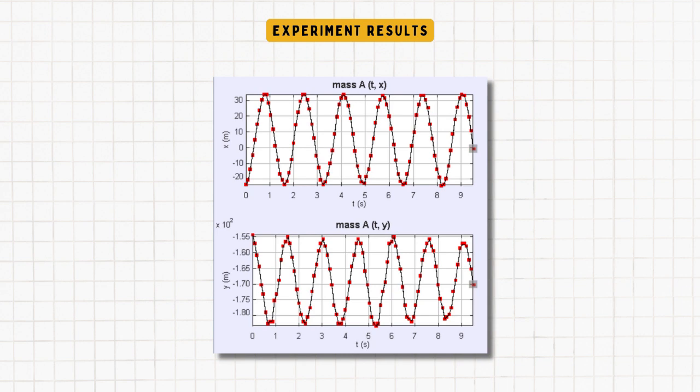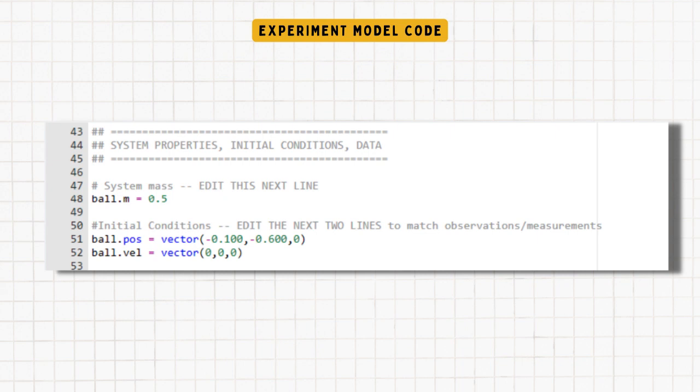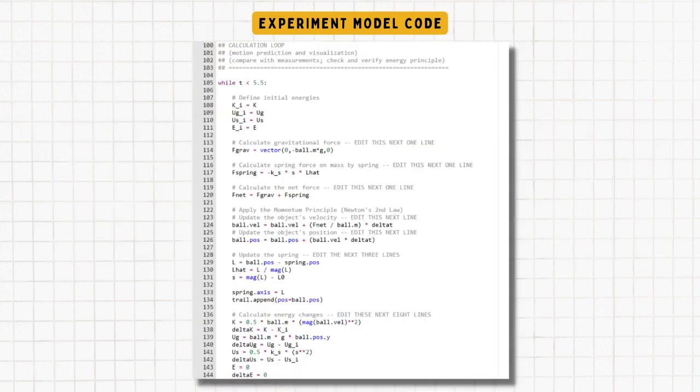So now moving on to our experimental code, we had to edit some parts of the code. The first part was to update the mass of our ball. In this case, it was set to 0.5, and we also updated the initial position of our ball. Now for the calculation loop, we had to do a series of updates. For the first part, we had to define our initial energies, which you can see there.